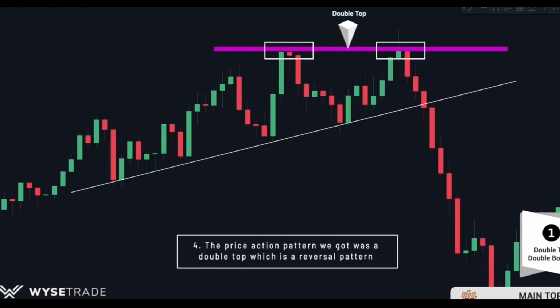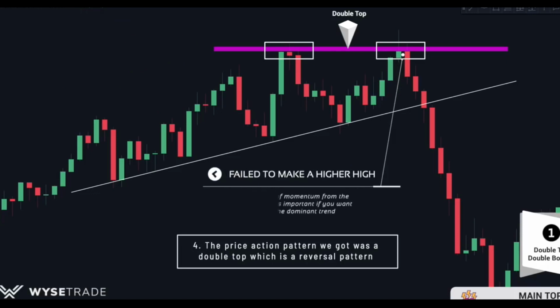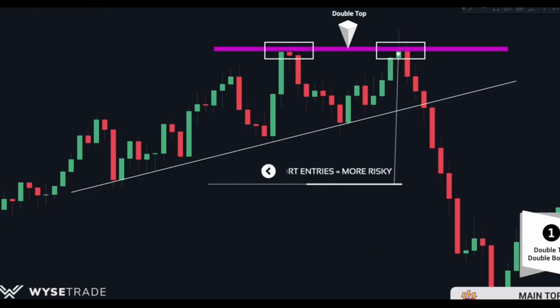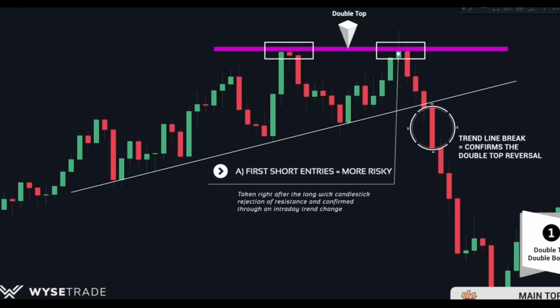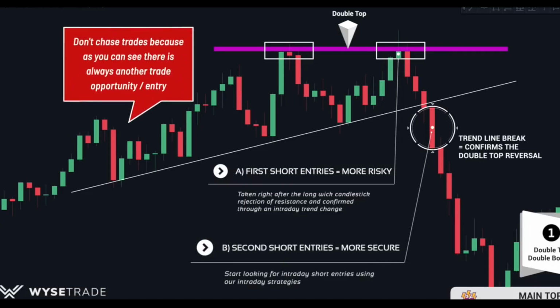So the price action pattern we got was this double top, which is a reversal pattern. Now, what does the double top tell us in terms of the uptrend? Well, it shows that price failed to make a higher high, which means this is a loss of momentum. Now, if you have seen our previous videos, evidently many traders would have taken a trade right at this long wick candle rejection of resistance and then waited for an intraday trend change. But for more secure traders, what you can do is wait for the trendline break to confirm that the uptrend is over. This is also a good example of why you should never chase trades, as you had trade opportunities right at the double top, but also had opportunities to enter through a breakout strategy after the trendline break.